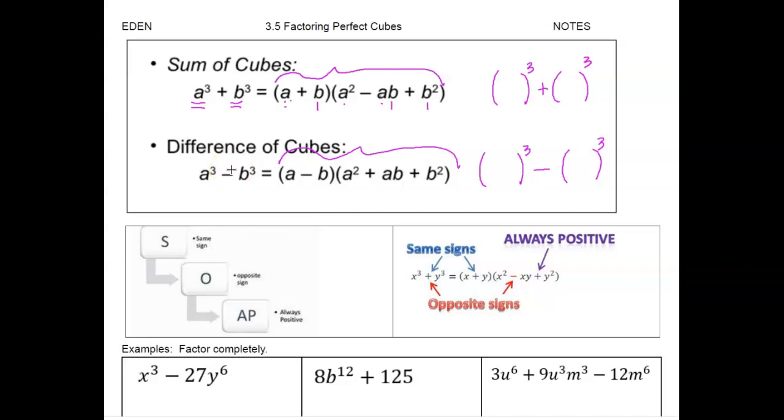So the easiest way to remember the signs is the word SOAP. Okay? SOAP stands for: S, the first sign is the same. See how if you started with the plus, it ends with a plus. If you started with the minus, it starts with a minus. O stands for opposite sign. So because this was a plus, the next one's a minus. If this one's a minus, the next sign's a plus. And then AP stands for always positive. The last term is always positive.